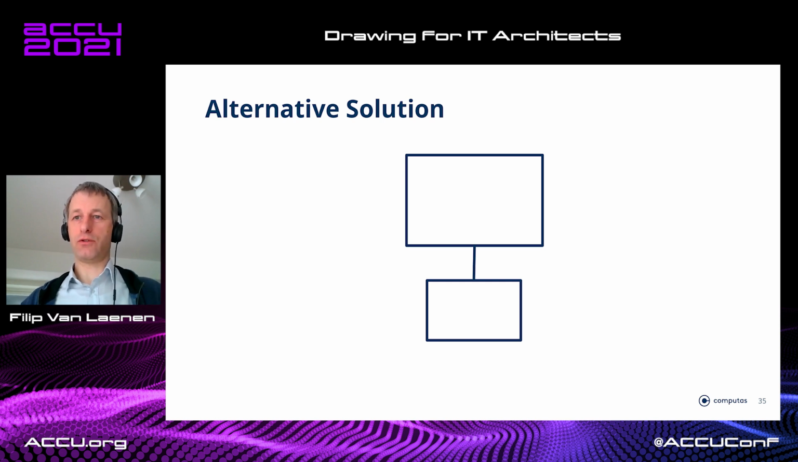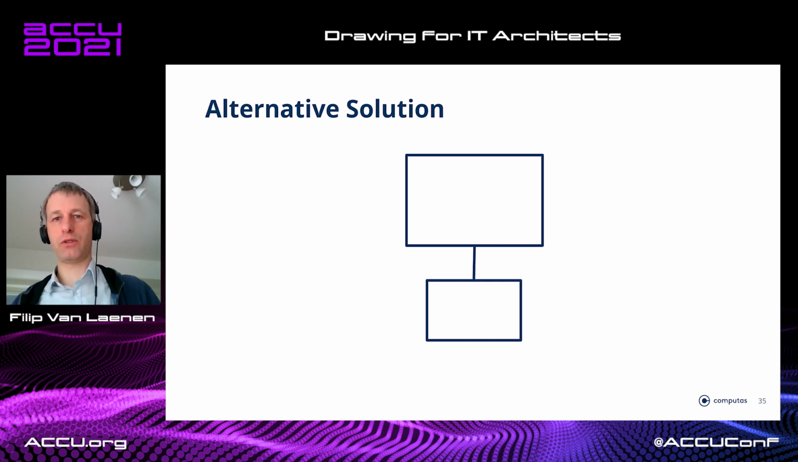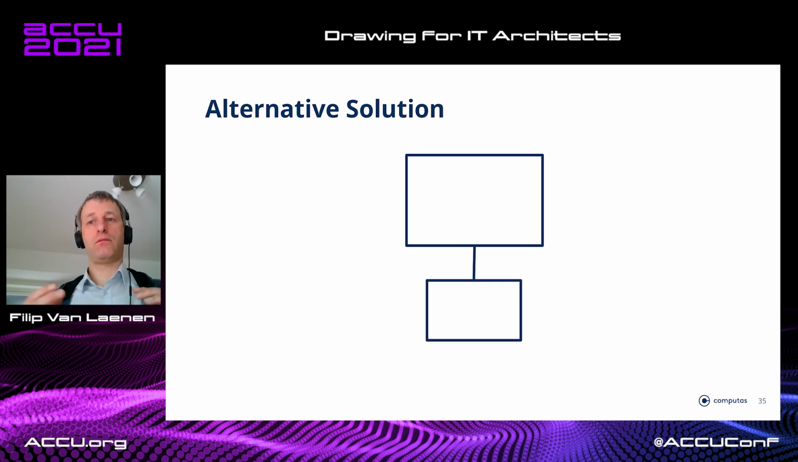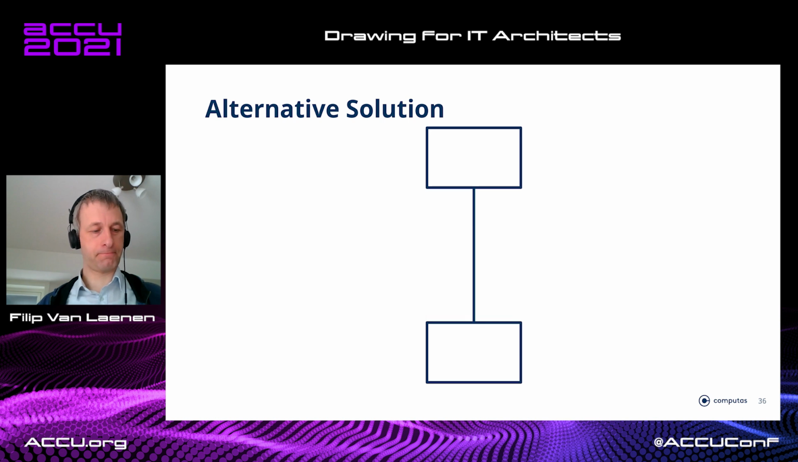This is also a solution, 2 rectangles connected to each other, but they don't have the same size. So there's something special about that rectangle at the top. So it's saying something. It's bigger, it's more important, or something else. So if you draw rectangles or any shapes, have them in the same size, unless you want to make a point about one of those particular shapes.